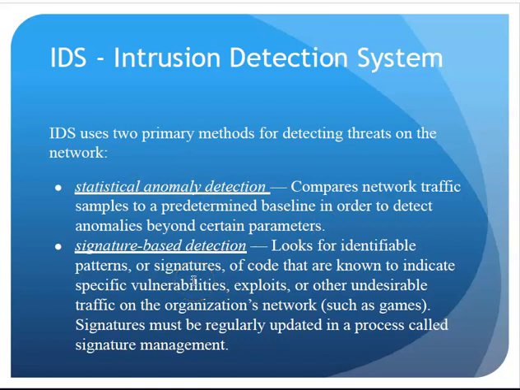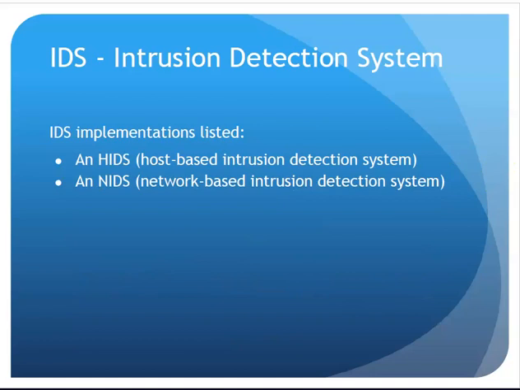Signature-based detection looks for identifiable patterns or signatures of code known to indicate specific vulnerabilities. Almost like detecting for viruses. Viruses have a certain fingerprint or a specific footprint on files and so forth. You're looking at the same kind of thing in your traffic. If I see a certain type of traffic, that might alert us that somebody's doing brute force attacks on a server, trying to repeatedly brute force passwords on a server. And that would give us an idea of that type of fault, that type of alert.